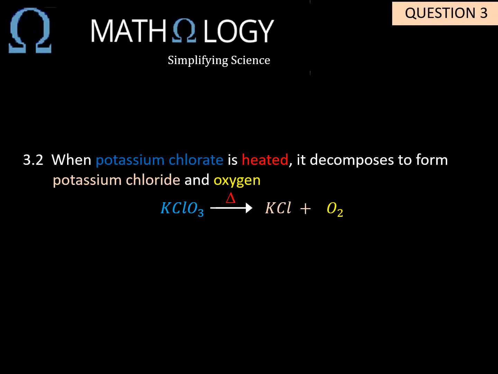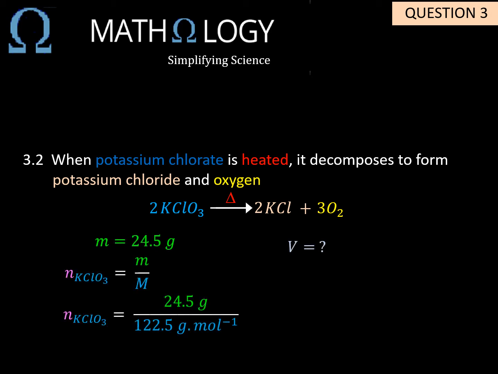Note that we need to balance the chemical equation before we can start, so 2 moles of potassium chlorate decomposes to form 2 moles of potassium chloride and 3 moles of oxygen. We then proceed as per usual, by calculating the number of moles of potassium chlorate that decomposed from 24.5 grams of the substance, which is 0.2 moles.